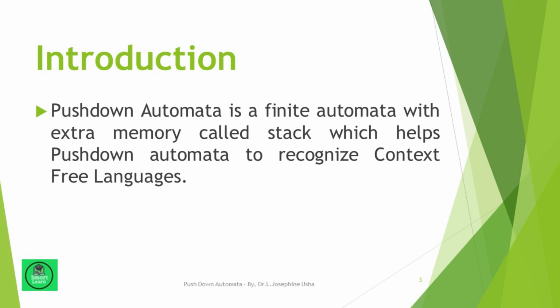And why are we going for push down automata? It is for recognizing the context free languages. In the previous presentation we discussed what a context free language is. It is a language generated from the context free grammar. The set of strings accepted by the context free grammar is called a context free language. For recognizing context free language, you go for the push down automata.